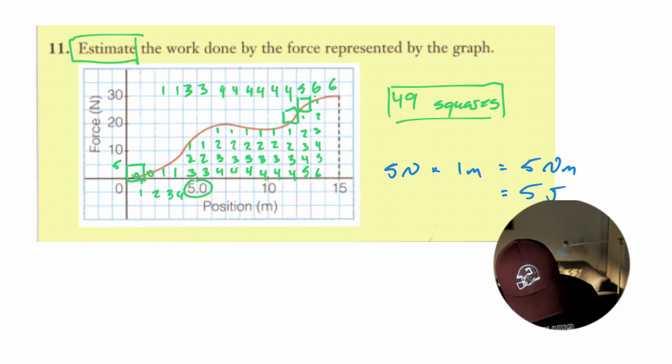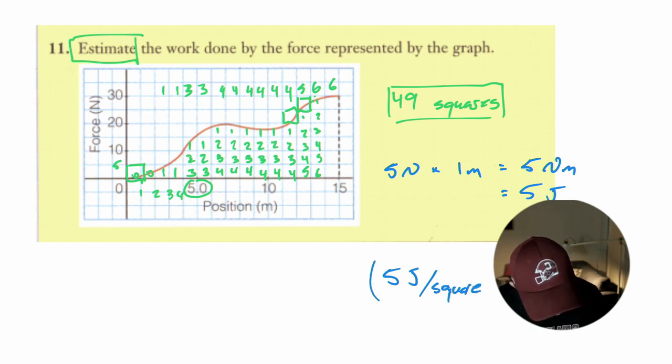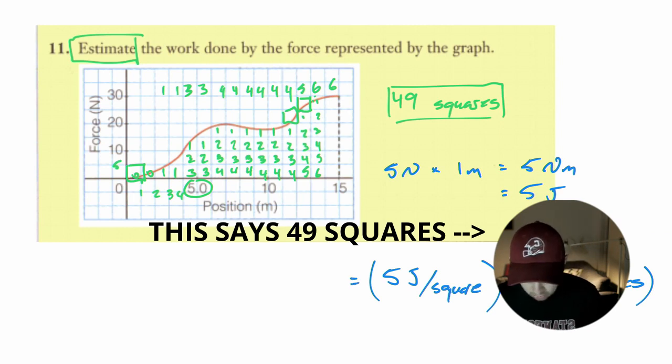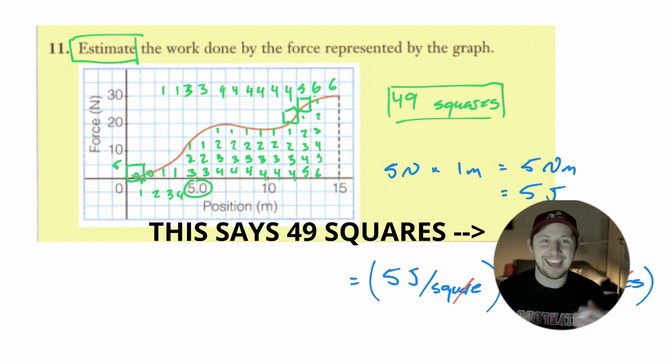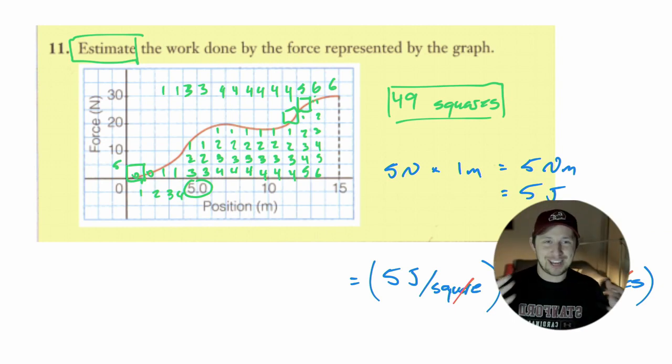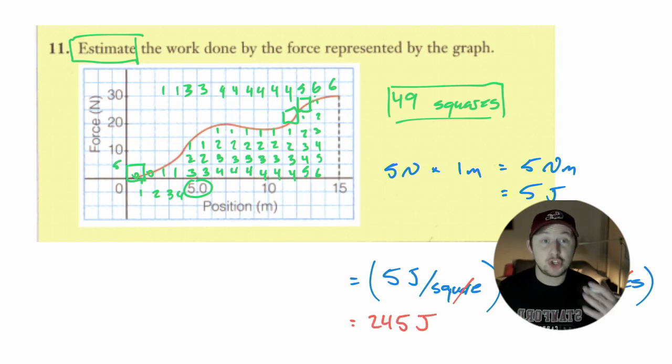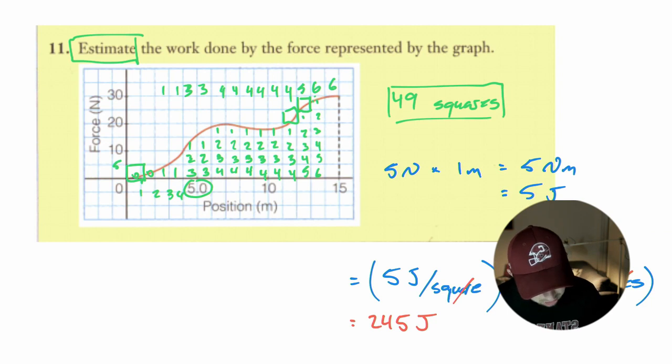And so now we are going to take our 5 joules per 1 square and multiply it by our 49 squares. All right, so 5 joules times 49 squares. You notice that my squares cancel out there. That's not exactly a unit, but those guys cancel out. All right, and what we end up with is 5 times 49, and that gives us 245 joules.